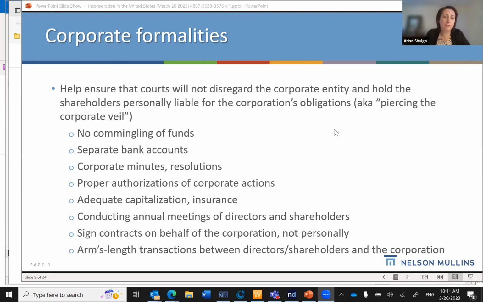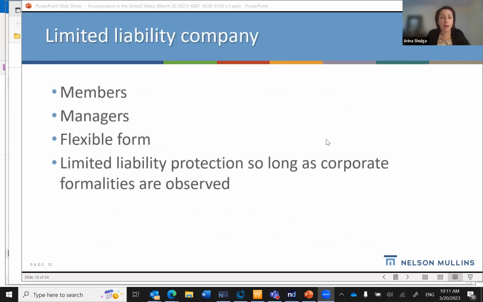Okay, and then you have certain other corporate formalities, such as the need to hold periodic board meetings and record the decisions of the board, right? So every major decision of the corporation should be made by the board of directors, and there should be a record of it, either written consent or minutes of a meeting.